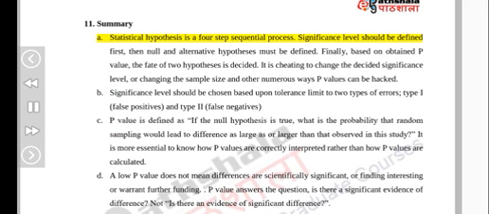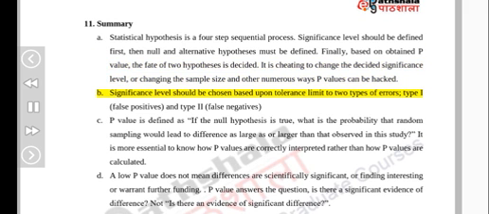11. Summary. A. Statistical hypothesis testing is a 4-step sequential process. Significance level should be defined first, then null and alternative hypotheses must be defined. Finally, based on the obtained p-value, the fate of the 2 hypotheses is decided. It is cheating to change the decided significance level, or change the sample size, and there are numerous other ways p-values can be hacked.